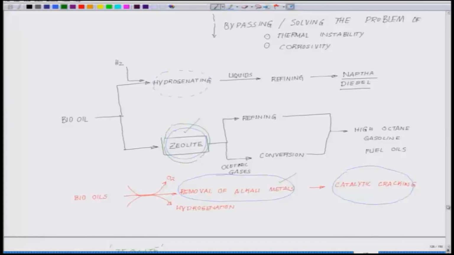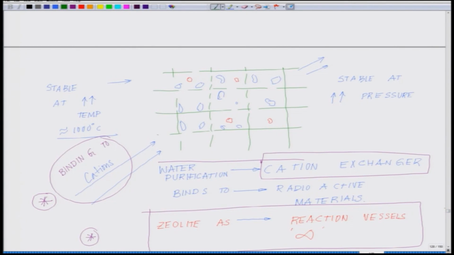If you remember where we talked about the zeolite here, if you come back to this, so see, they are stable at high temperature. This is one critical property. They are stable at high pressure. This is a second property. In other words, this particular stuff is a very good matrix for a reaction to happen, because you can do any kind of reaction at high temperature and high pressure.